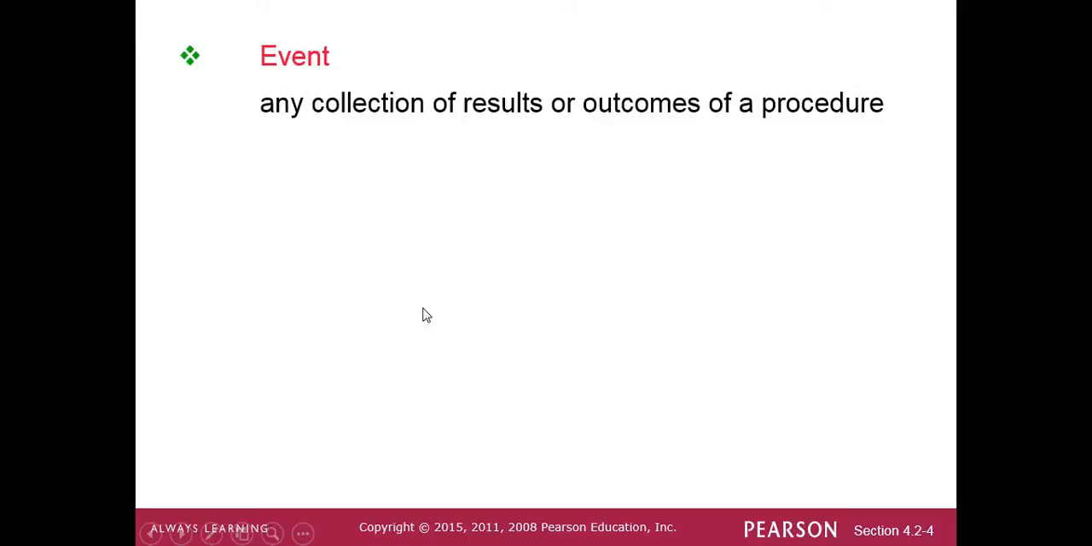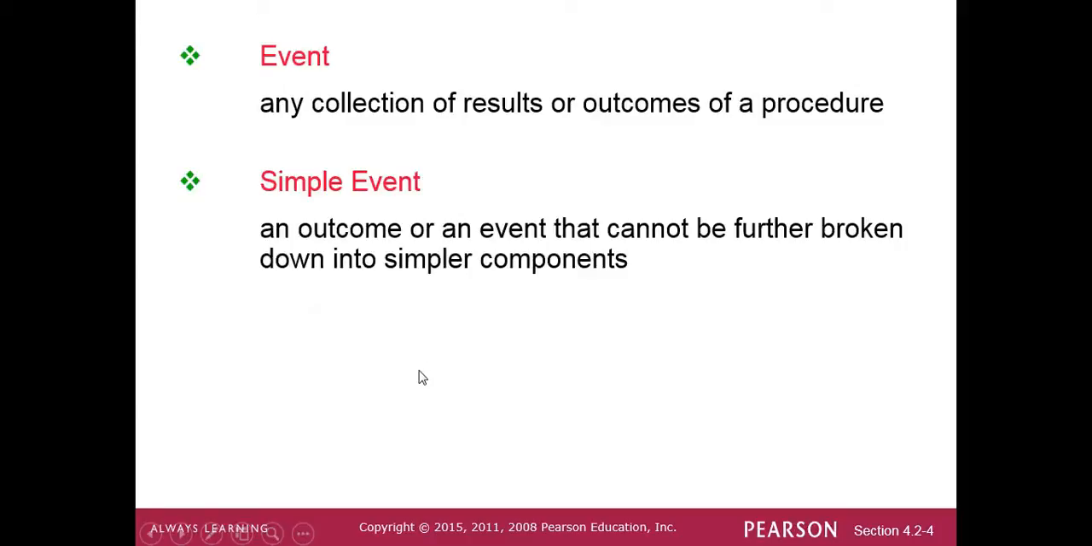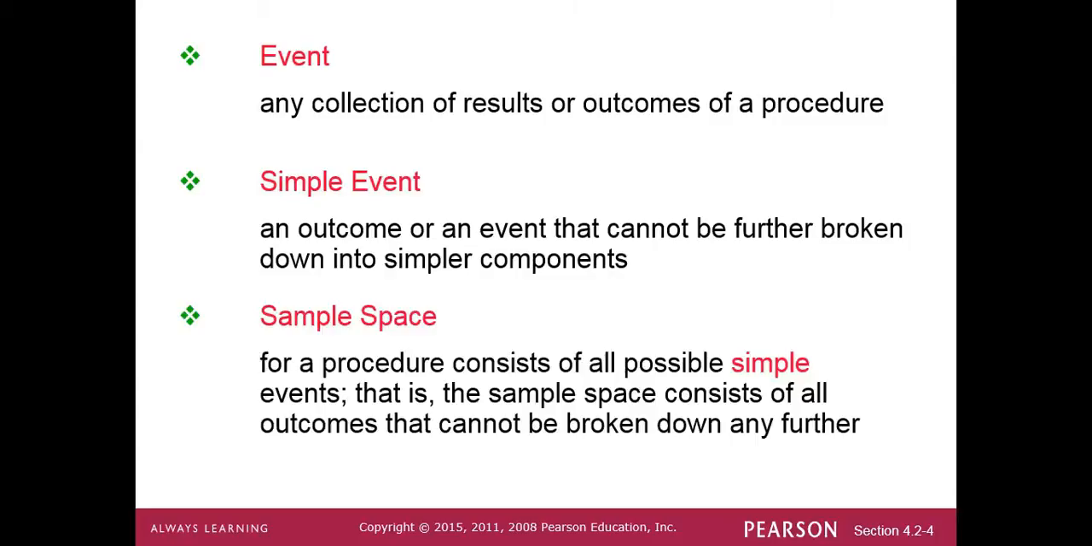So an event is any collection of results or outcomes of a procedure. A simple event would be something you cannot break down any further. For example, if you toss a coin, it's heads or tails. There's nothing simpler that we can use to explain that. A sample space would list all the possible simple events. So for example, if you toss two coins, you could have head, head, tail, head, or tail, tail. And if you listed all those, it's called the sample space.